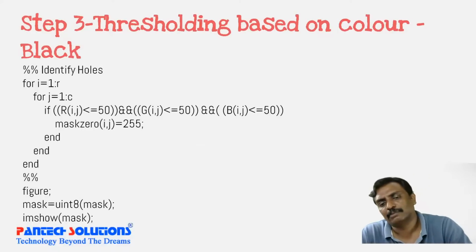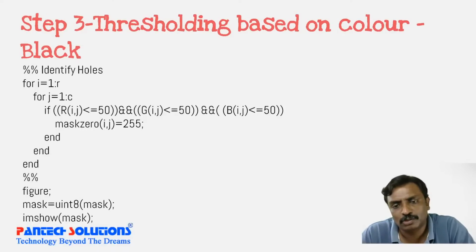Then I get the threshold for black color. If red is less than 50, green is less than 50 and blue is less than 50, I assume the color is black, and I set the mask. So the first mask identifies the white color, and the second mask identifies the black color in the image.